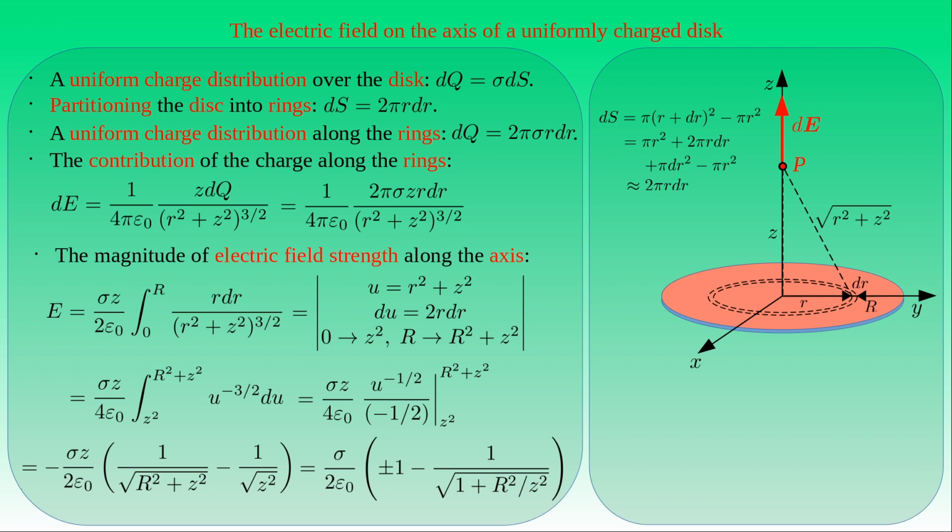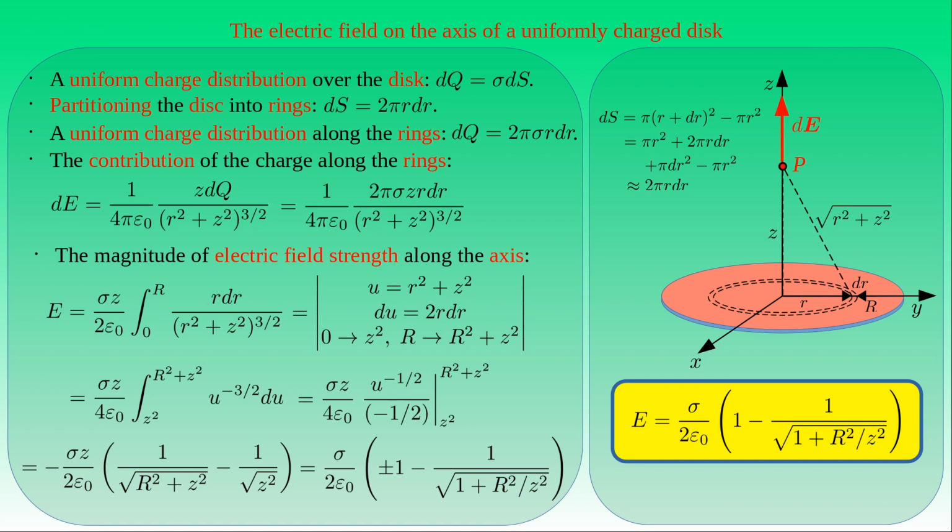Since the problem is reflection symmetric about the plane of the disk, we only use the expression describing the field above the disk. Then we have determined the magnitude E of the electric field due to the uniformly distributed charge over a disk with the radius capital R and the point P on its axis at the distance z, and it is given by sigma over 2 times epsilon naught, times 1 minus 1 over the square root of 1 plus the square of capital R divided by z squared. The electric field strength E in the point P is parallel with the z-axis and points outward from the disk.